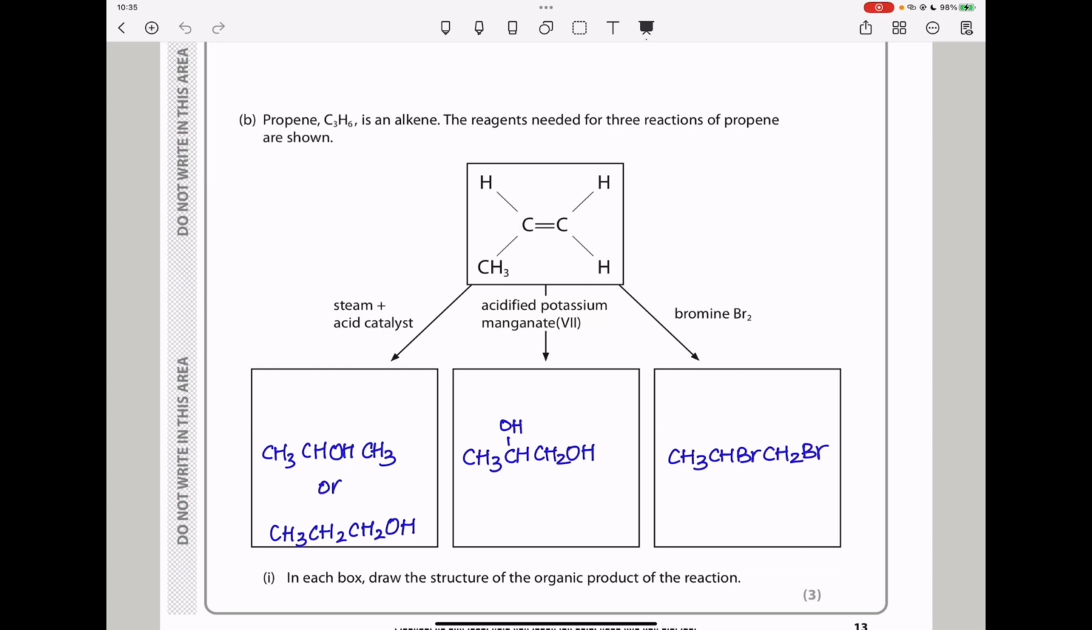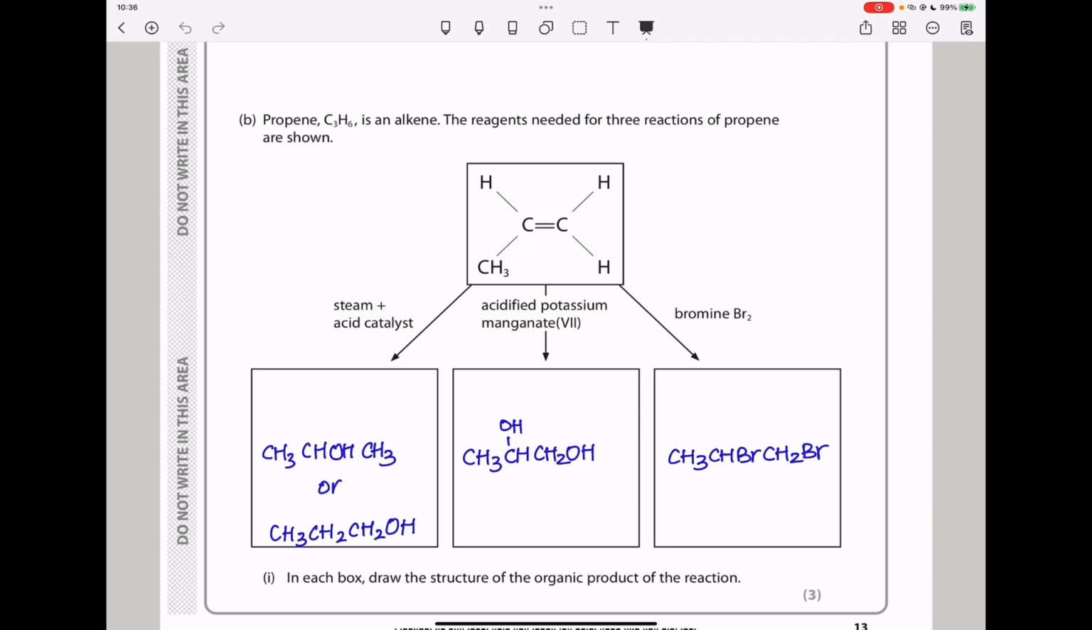However, I would expect it to be on carbon number 2 more, so this is going to be the main product, although that is also acceptable. Then in the next, they say reacting propene with acidified potassium manganate 7. This is an oxidizing agent, and a diol is going to be formed. So one OH group is going to be here and another on there while the double bond breaks away. So this is a diol.